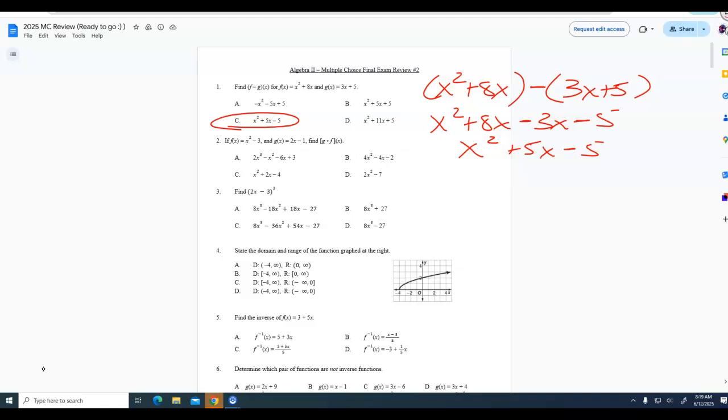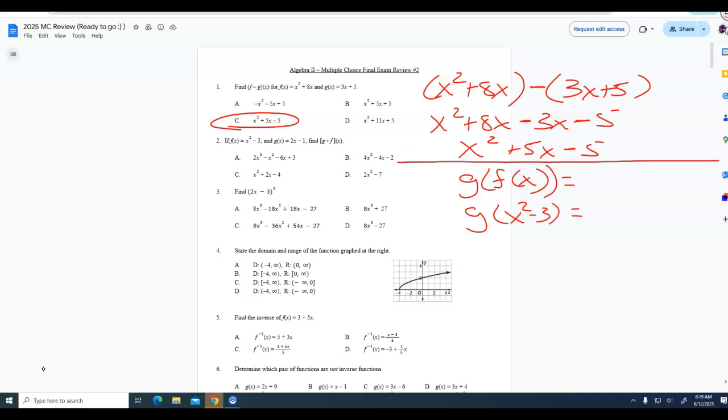G of f is very similar to this. Where I'm going to take the f of x, whatever it is, in this case x squared minus 3, and put it in wherever I see x. So it's really something like this: g of x squared minus 3. So I replace the f of x with x squared minus 3. Wherever I see an x in the g function, I put x squared minus 3. So it's 2 times x squared minus 3 minus 1. 2x squared minus 6 minus 1. We have 2x squared minus 7.